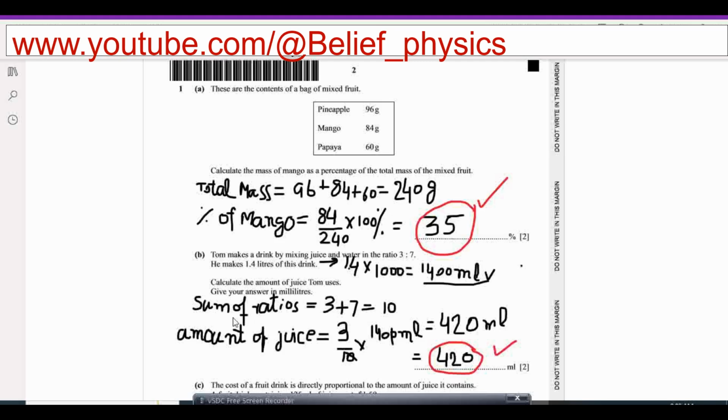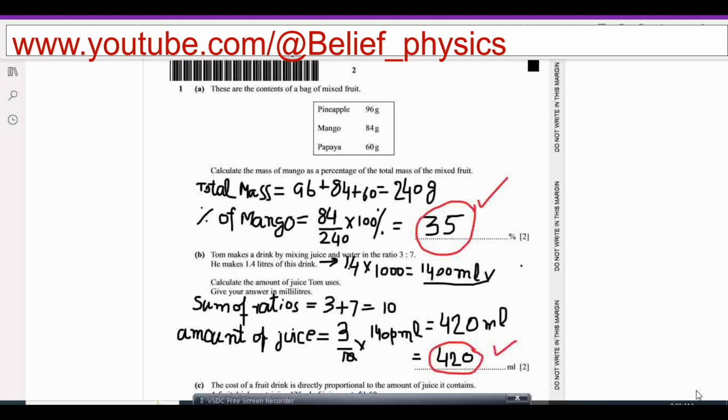So it is 3 to 7. First of all we find the sum of the ratios. The sum of the ratio is 3 plus 7, which is 10. We have to find the amount of juice. The amount of juice is 3 out of 10, so we put 3 over the total 10, into the total volume 1400. When we simplify it, one-tenth is 140, so 140 into 3 is 420. So the amount of juice used by Tom is 420 milliliters.